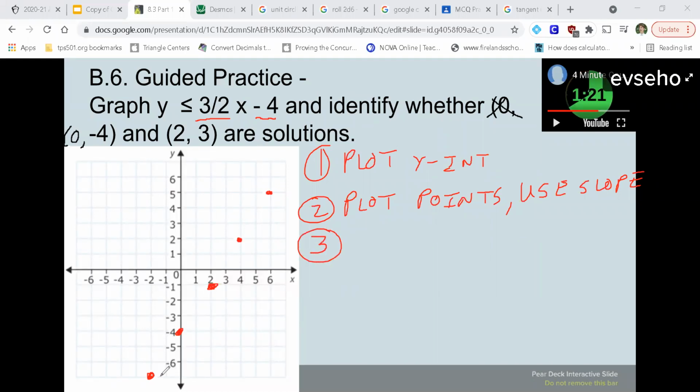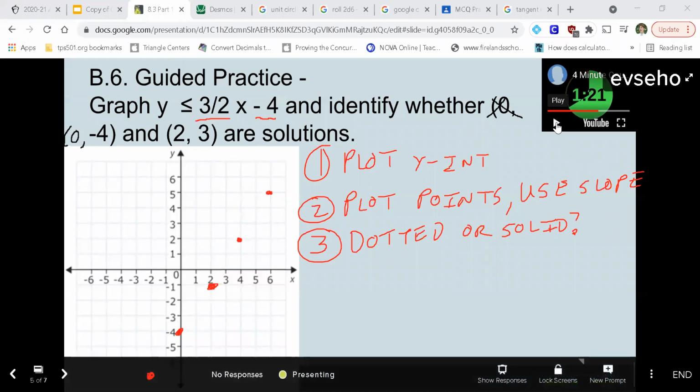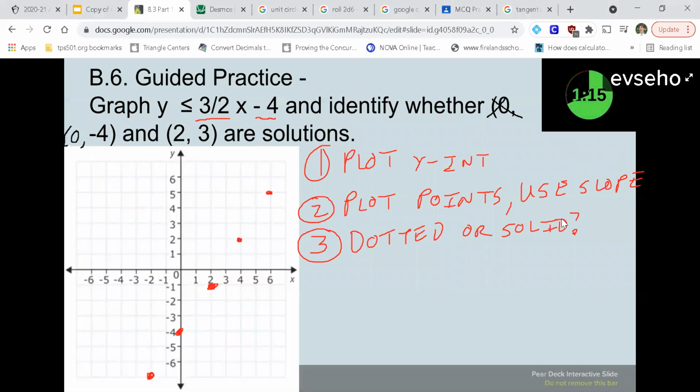Third option, do we connect those with a dotted or solid line? I'll give you just 20 seconds to think what your answer is, why, and do it. Dotted or solid?